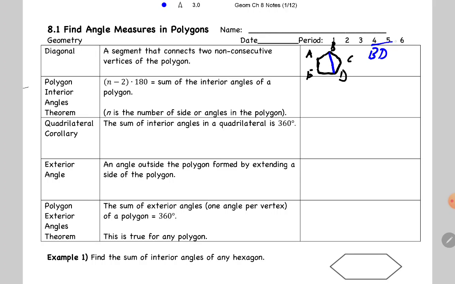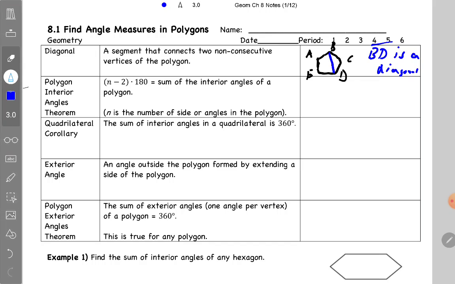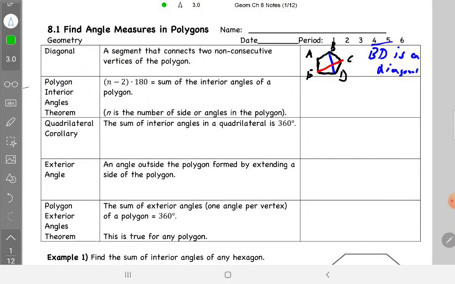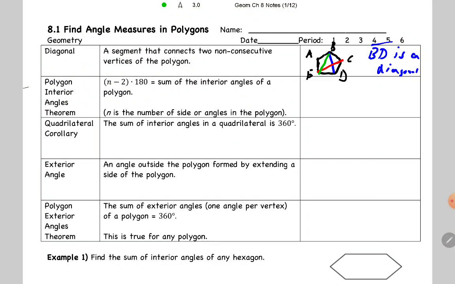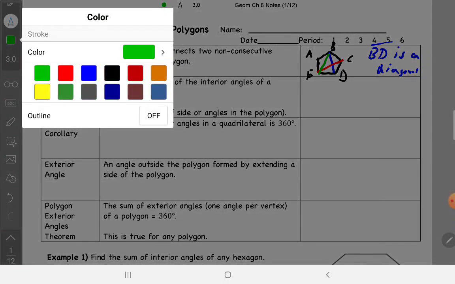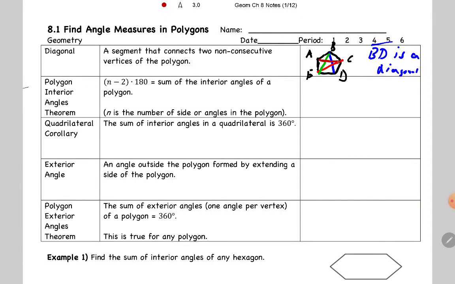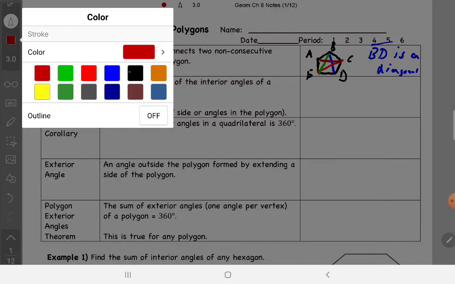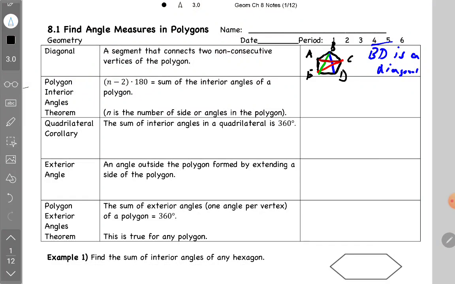So BD, the segment, would be a diagonal. And then so would this red line here, EC, or this green line, BE, or this line, AC. So anything that connects any two non-consecutive, non-adjacent vertices, corners.